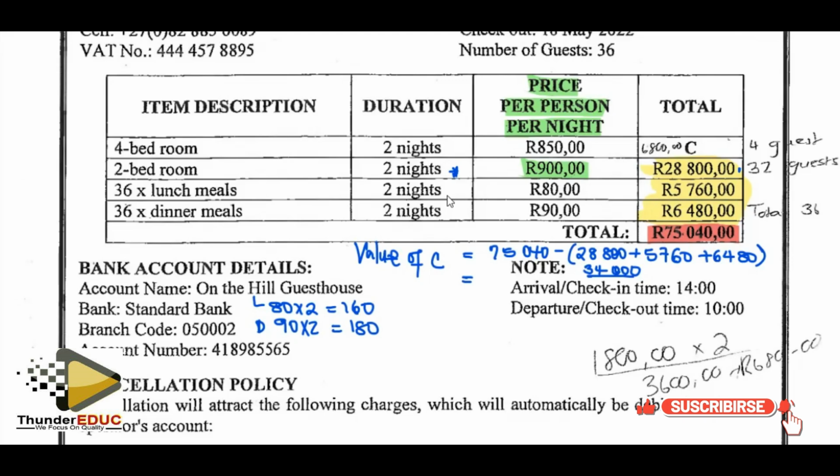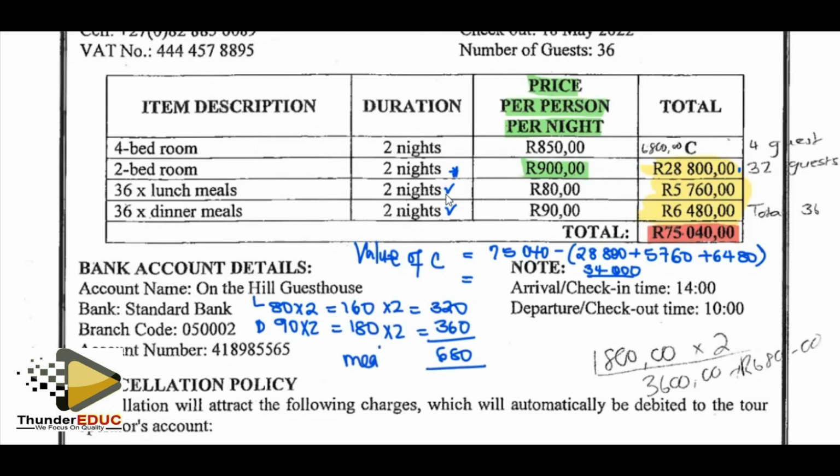1,800. But remember, they were going to stay there for 2 nights. So again, we need to multiply this by 2. So we come here and we say 160 times 2, which is 320, plus 180, which is 500, we put it aside as 600 and what? 8. This is for meals.